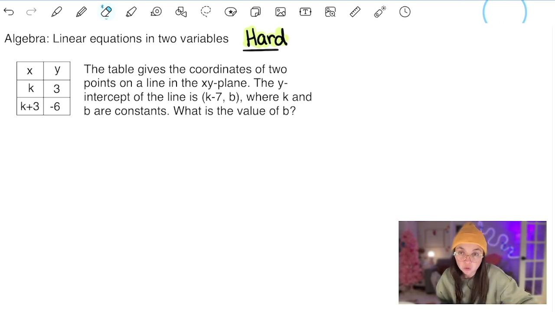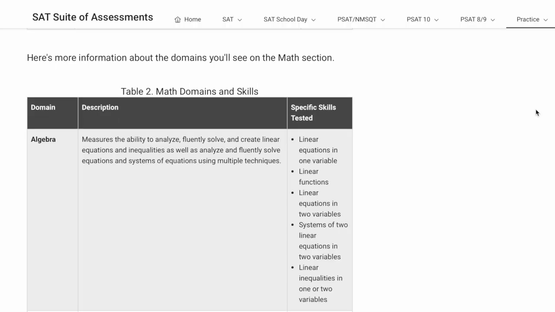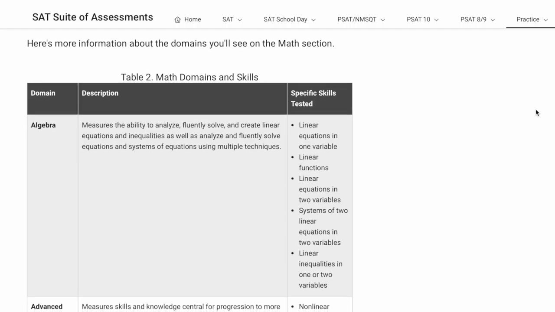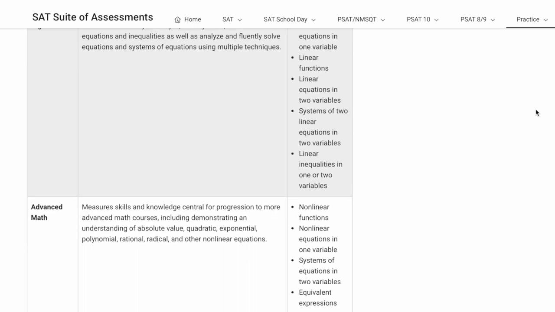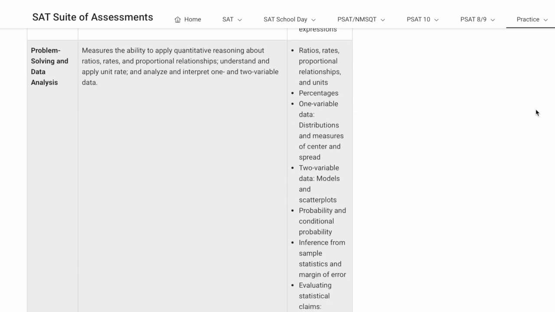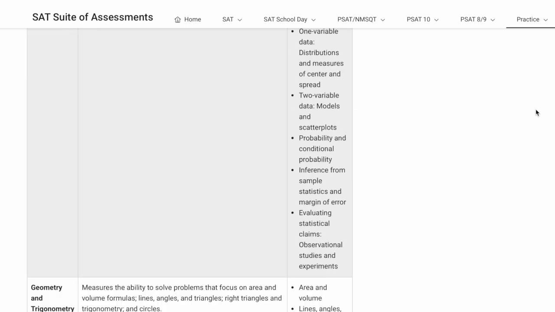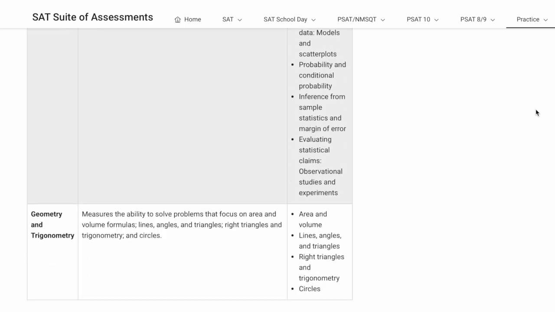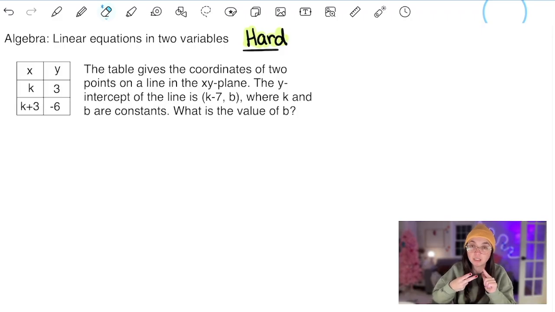into it. This is an algebra problem, so from the domain algebra. The skill here is linear equations in two variables. If you don't know the domain and the skill, when you do your practice SAT, they're going to give you 4 domains, and they're going to rank how well you did in each domain. Within each domain, there's different skills, okay? This particular one is linear equations in 2 variables, and it happens to be the hard problems. There's 3 levels of difficulty: easy, medium, hard. This here is a hard question. Okay, let's jump into the problem.